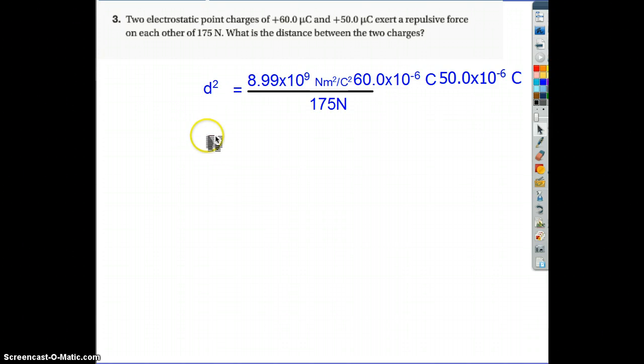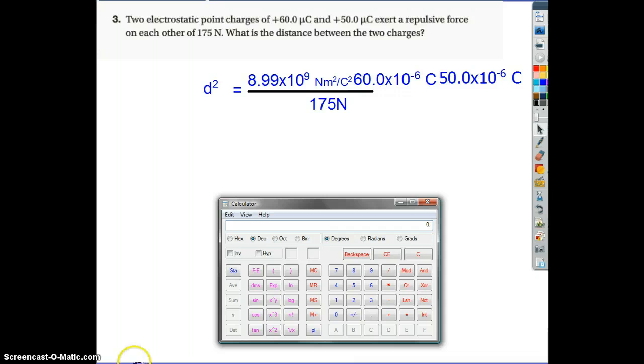All right, let's do a calculation real quick. All right, here, let's do our calculation. 8.99 to the 9th times 60 to the negative 6th times 50 to the negative 6th equals, divided by 175 equals, big long crazy thing, looks like it's repeating.